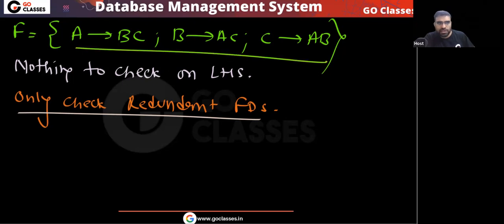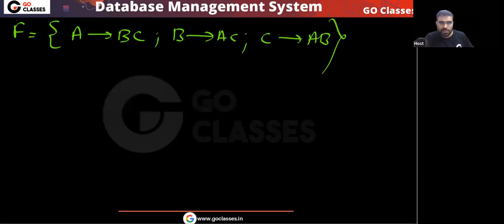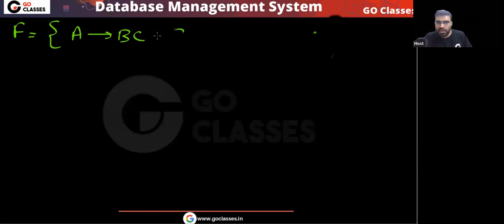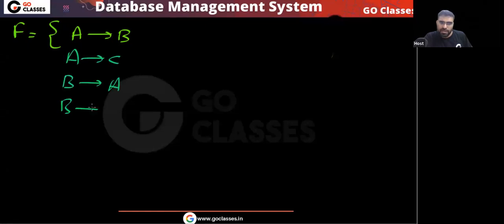First, you will make sure that on the RHS, you have a single attribute. So this is what I'm doing. A determines C, B determines A, B determines C, C determines A, C determines B. These are the FDs that you have.